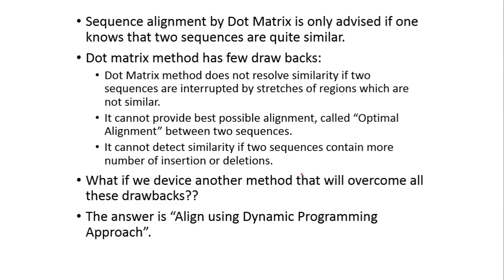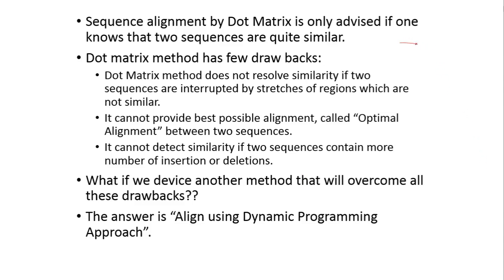When you know that the two sequences you are working on are similar to each other. Okay, so what are the drawbacks now? The dot matrix method does not resolve similarity if two sequences are interrupted by stretches of regions which are not similar.